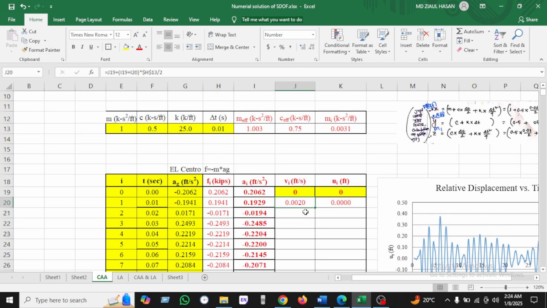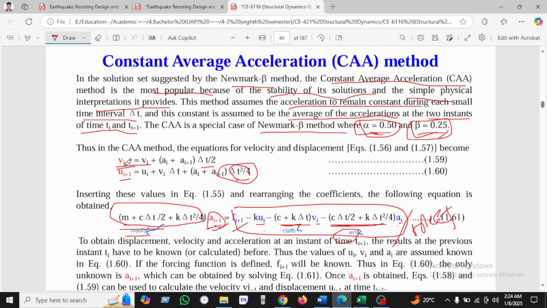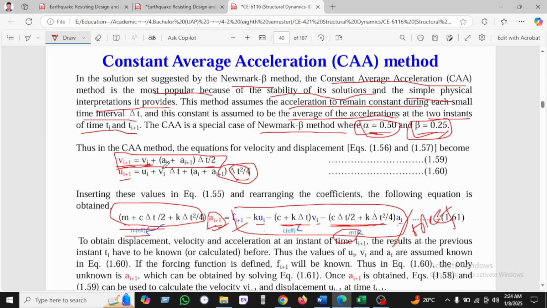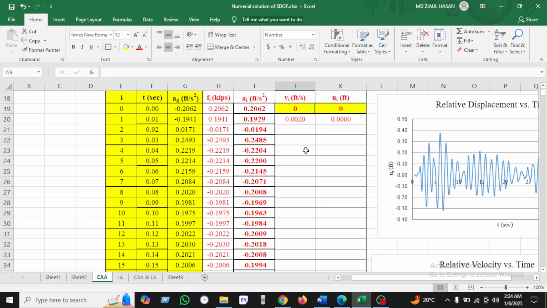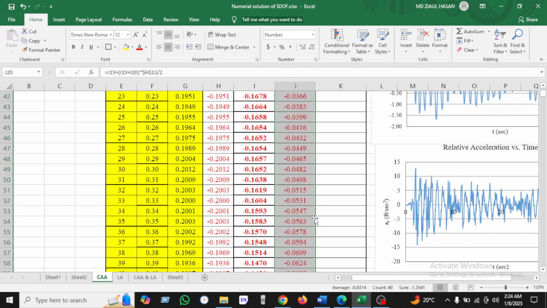So the second step, B1, the velocity. How will we get the velocity? We use this equation: velocity 1, where the previous velocity we take is 0, plus a(i+1) into delta t by 2. We find this value, and in this way we will calculate all the values.